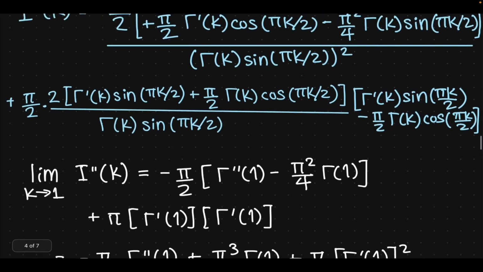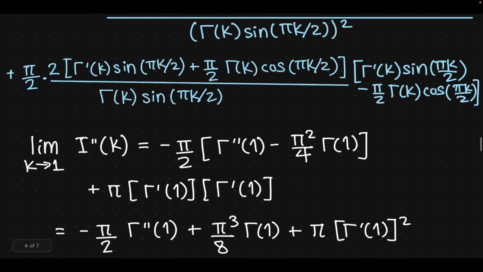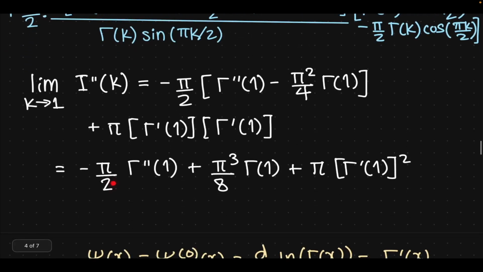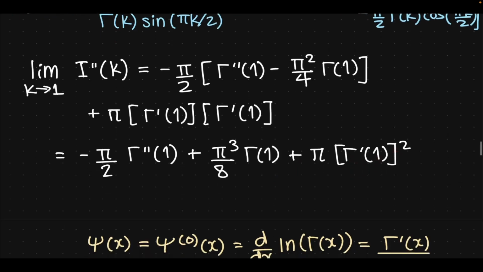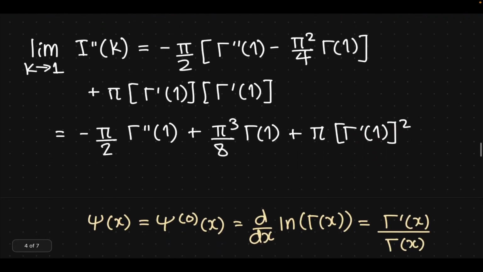So finally we get minus pi over 2 gamma double prime of 1 minus pi squared over 2 gamma of 1 plus pi times gamma prime of 1 times gamma prime of 1, which I can simplify as minus pi over 2 gamma double prime of 1 plus pi cubed over 8 gamma of 1 plus pi times gamma prime of 1 squared.